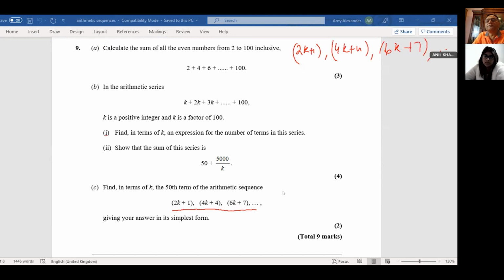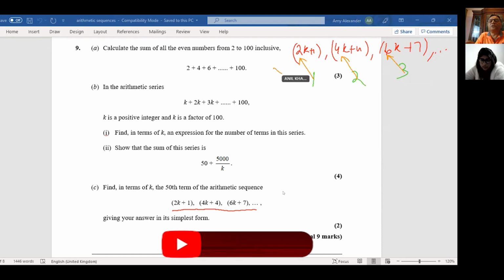Do you see a pattern? This is your first term, second term, third term, right? So find, in terms of k, the 50th term. So they are getting multiplied by 2. Do you see that the first number is getting times 2? If you see this number, it is times 2. Is it okay?